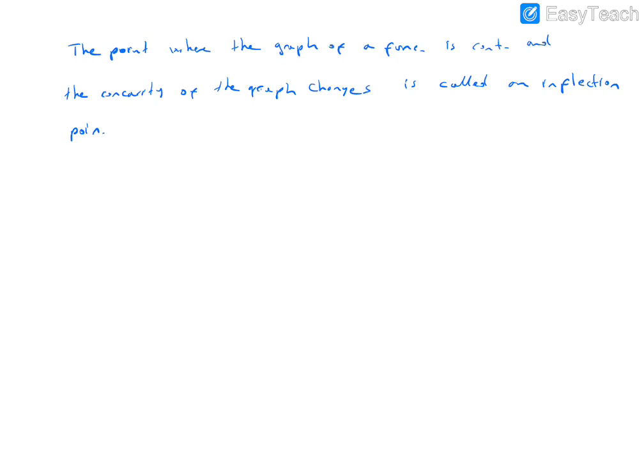I mean, for example, concave down. After this point, it starts to be concave up. So this is an inflection point. Okay. For example, concave up changes to concave down. So this is an inflection point.